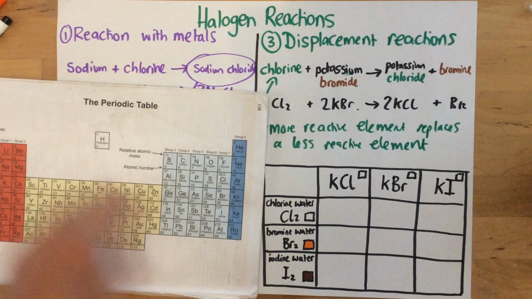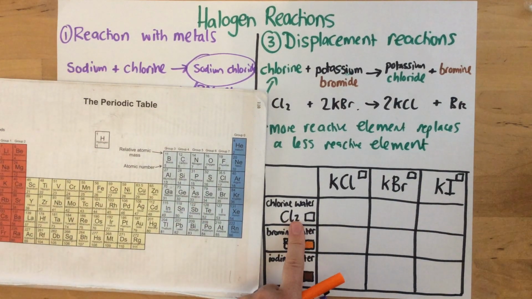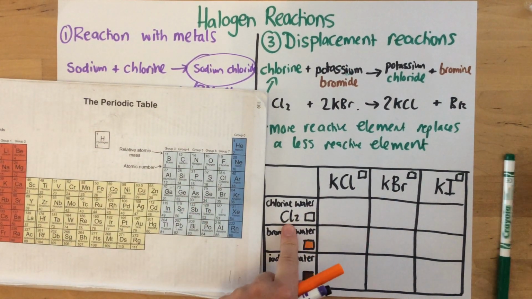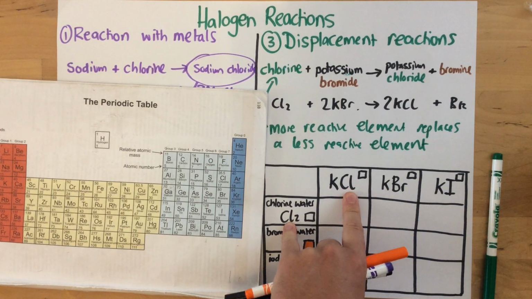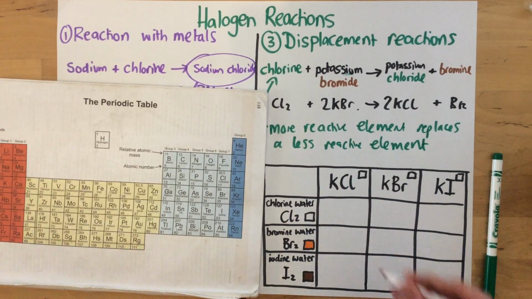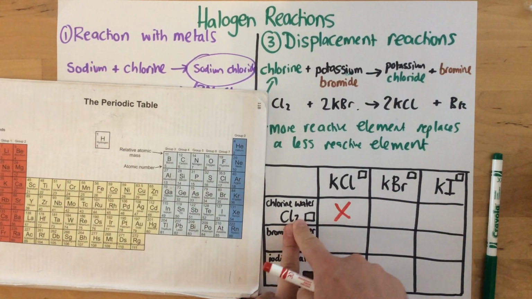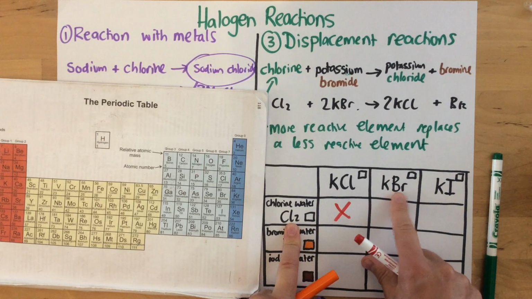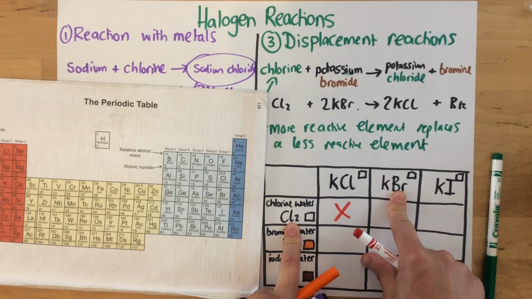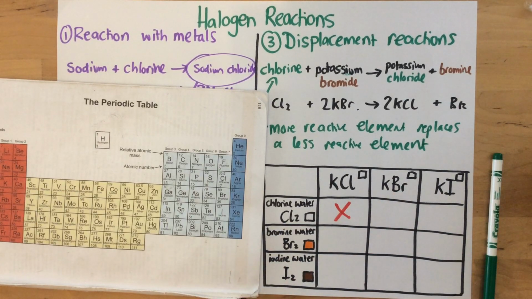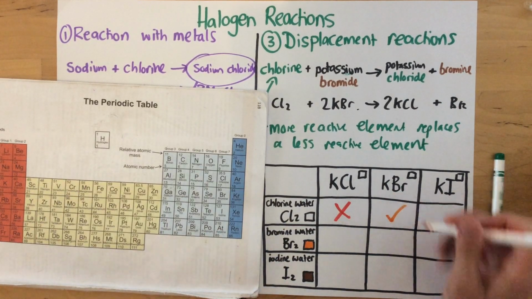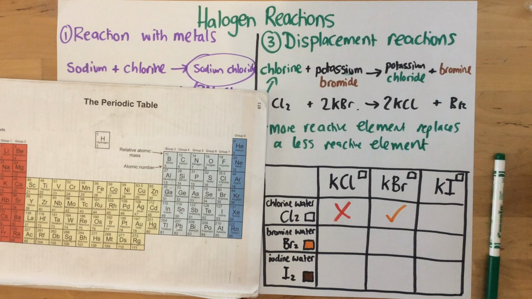Let's go through and see if we'd see any reactions. First of all, chlorine and chlorine. The halogen here is chlorine, and the halogen here is chlorine. One isn't more reactive than the other. They're the same level of reactivity, so we would not see a reaction here. This time we've got chlorine water and the halogen is bromine, so the chlorine would displace the bromine. We'd see a change in colour because bromine water is a kind of orangey colour.